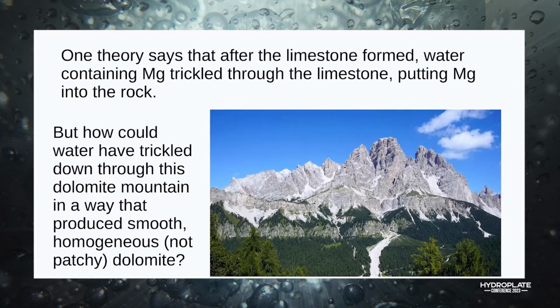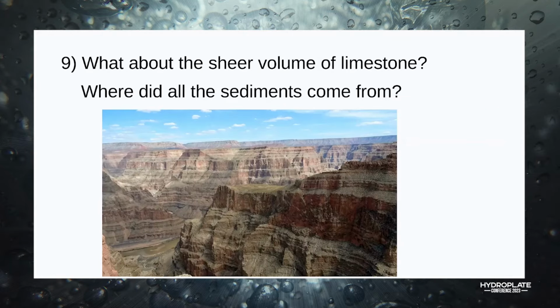One theory says after the dolomite was formed that water that had magnesium ions came through the rock and kind of trickled through it, leaving the magnesium ions behind. But how could water have trickled down through something the size of this mountain in a way that produced a very smooth, homogeneous distribution of the magnesium? So it's not patchy like you'd expect, with one area having a lot of magnesium, maybe one area less, like water would trickle unevenly through the rock. It's very homogeneous.